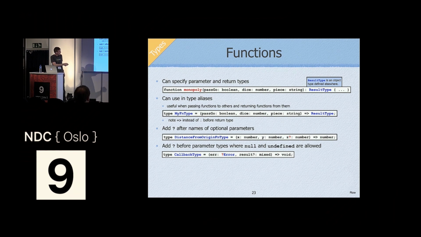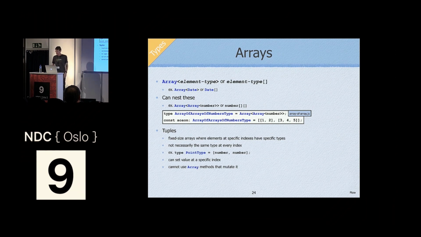Back up to this example, I want to say that z is an optional parameter. I'm getting a distance from a point to the origin, and it might be just a 2D thing, and I just have x and y values. But if it was 3D, then I want to specify the z parameter, and so that's optional. I put a question mark after the name of the parameter. Okay, I'm doing the same thing here for the result of the callback function. So pretty simple to add types to your function definitions.